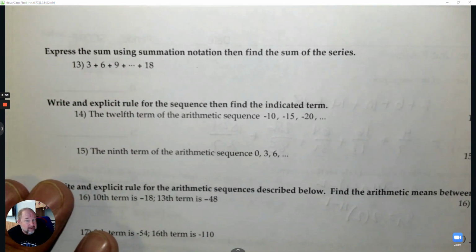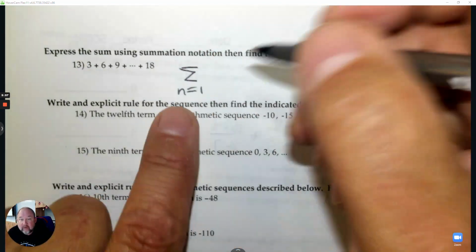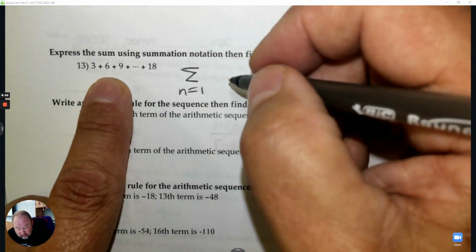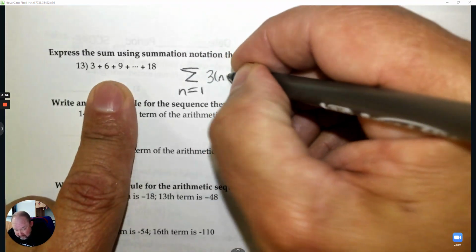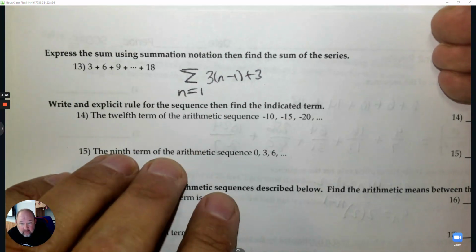So press pause and try it if you haven't already. Use sum notation. So it's going to go 1, and I don't know how many terms there are, but I do know the rule. So we're adding 3 every time, and the first term is 3, so I know that. On the side, I actually have to figure out how many terms there are.